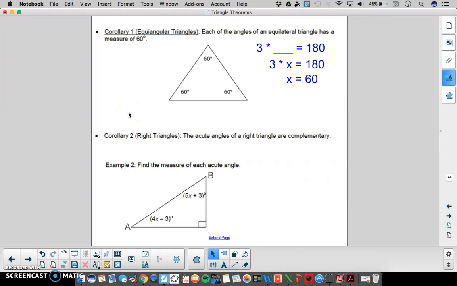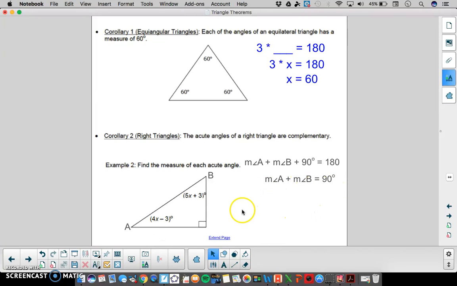Next is for right triangles. The acute angles of a right triangle are complementary. Remember what that word complementary means: it means that those will add to 90 degrees. If the measure of angle A plus the measure of angle B plus 90 degrees equals 180, which is all three angles equaling 180 degrees, and we subtract 90 from both sides, that means the measure of angle A plus the measure of angle B equals 90 degrees. That's proof that those two acute angles have to be complementary. That's the definition when two angles add to 90 degrees.